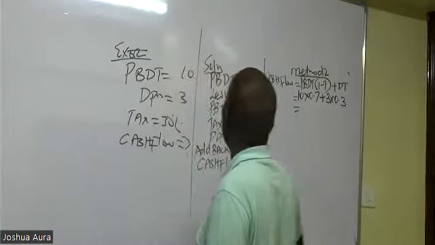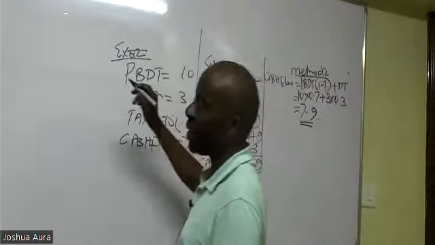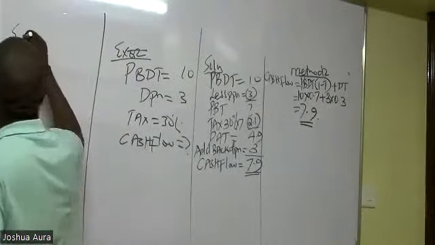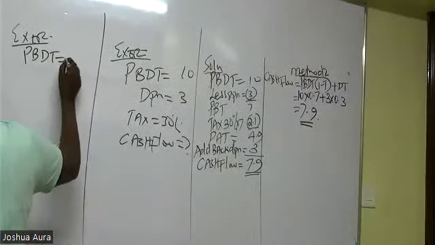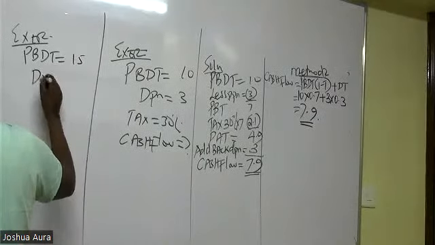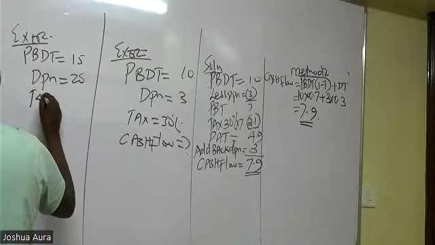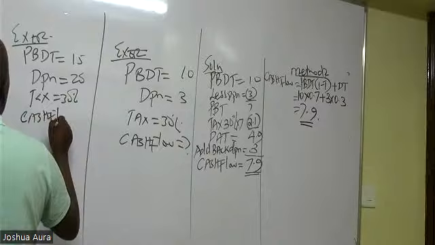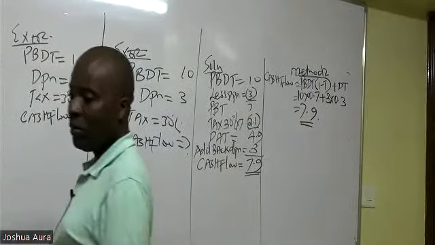Thank you so much. Now, ladies and gentlemen, please, I would want you to try this as a second exercise. Very important exercise for me. What if the profit before depreciation and tax was 15, but depreciation was higher, 20? Tax is 30%. Could you kindly give me the cash flow here now?